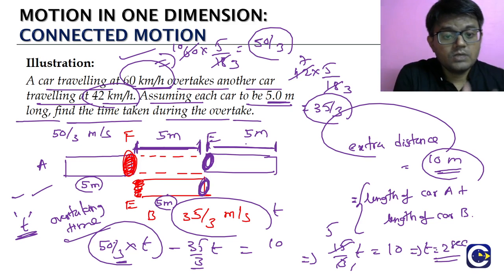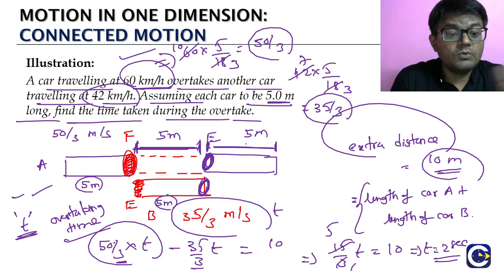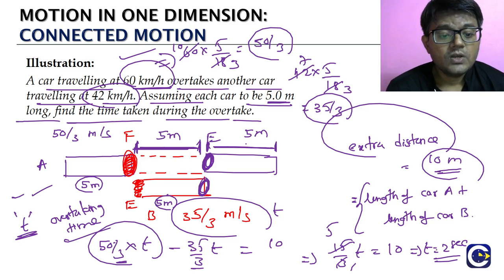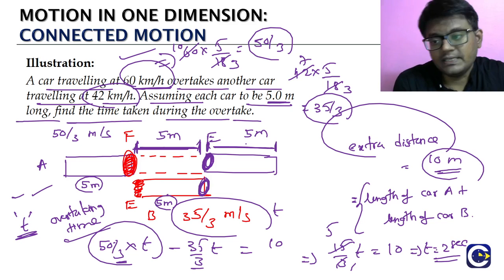Seconds. So the overtaking is happening in how much time? 2 seconds. Exactly 2 seconds. We would see that car A would have actually overtaken car B. That's it. So this is about connected motion in terms of overtaking type of problems.